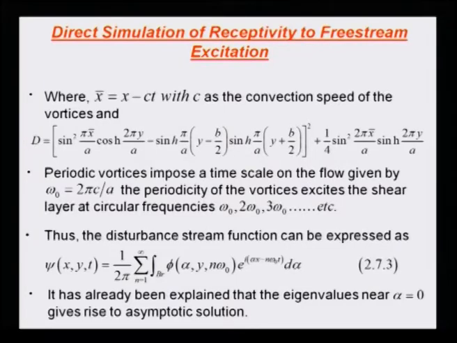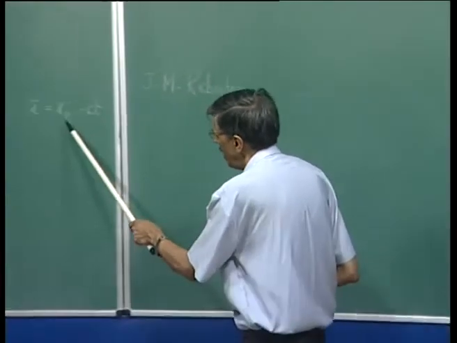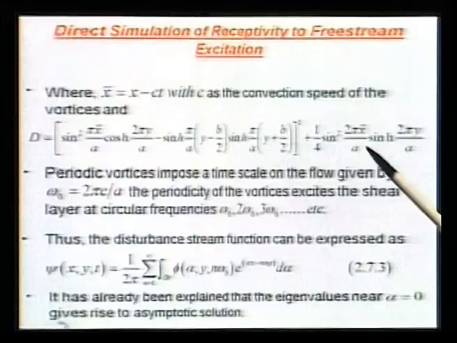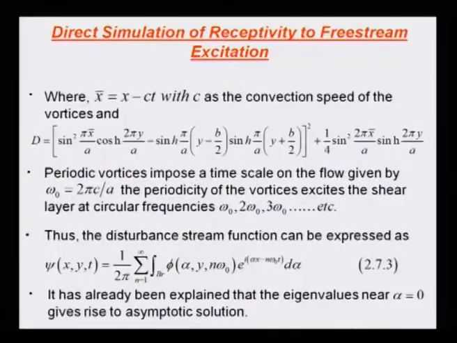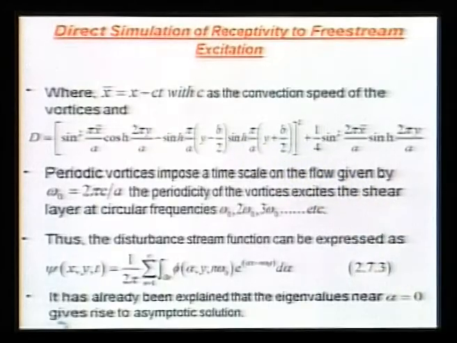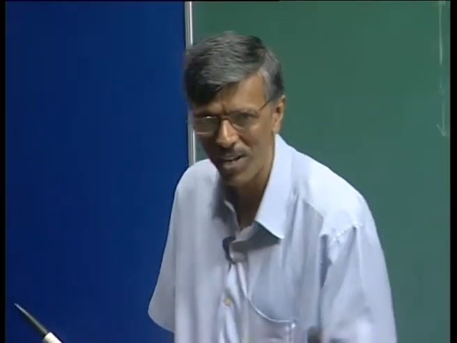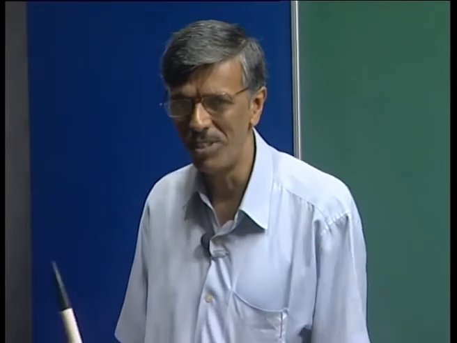Now, as I told you, x bar is some x minus ct, and then you saw that the expression there was u infinity had some d in the denominator. Please note that d will never be equal to 0. So there is no such additional eigenvalues showing up due to inviscid excitation. So this is a proof.